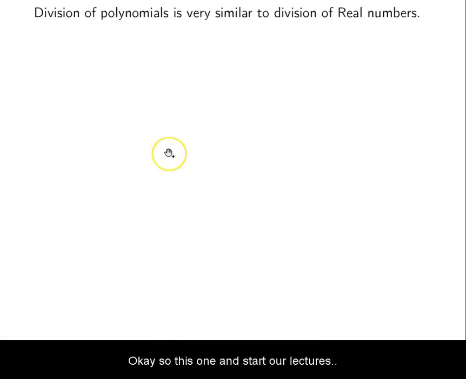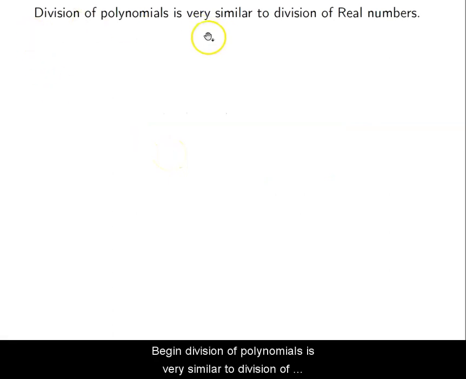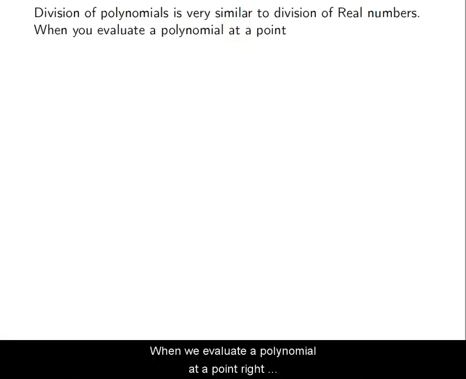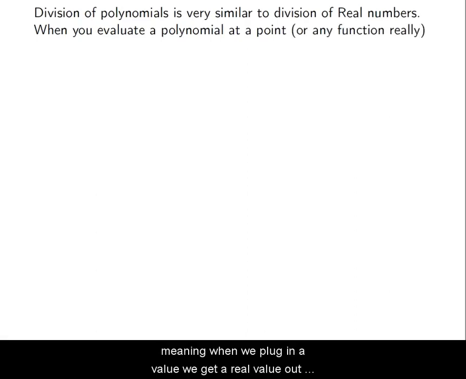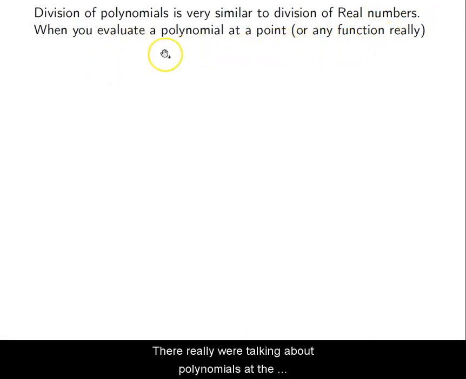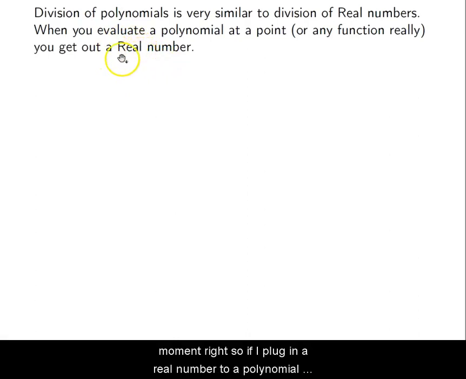Okay, so let's go ahead and start our lecture. So again, division of polynomials is very similar to division of real numbers, which is why I had you do a quick example for yourself, right? So when we evaluate a polynomial at a point, meaning when we plug in a value, we get a real value out. That's true for any function, but really we're talking about polynomials at the moment. So if I plug in a real number to a polynomial, I'm going to get out a real number.